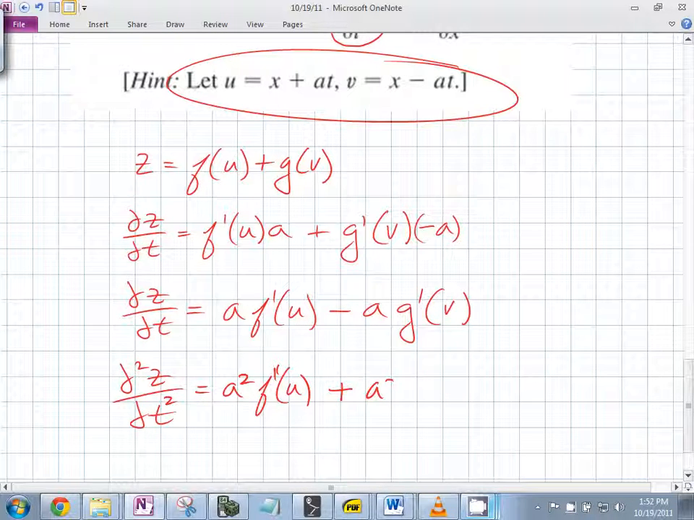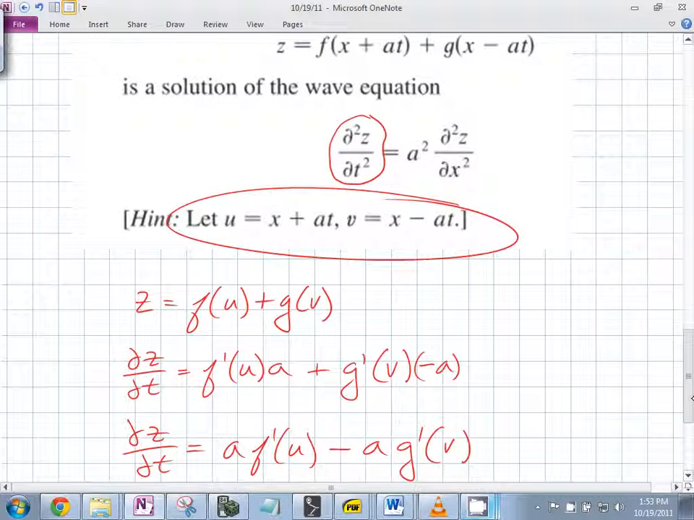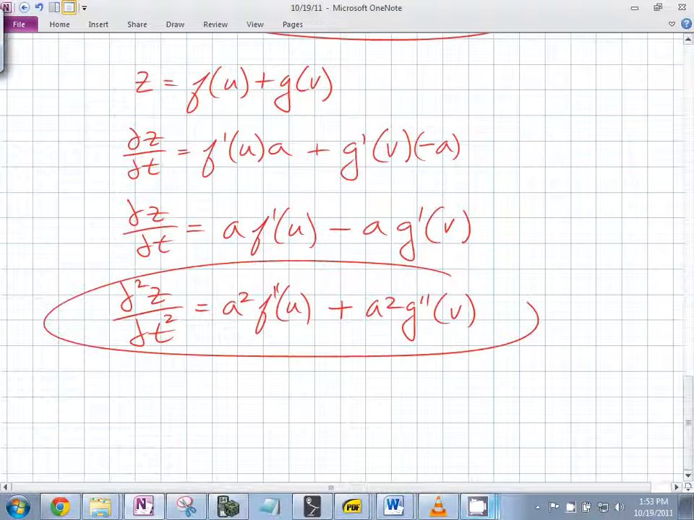Did we? Yeah, we just did the left side. We didn't touch the right side. The right side tells us to do the partial with respect to x. The partial with respect to x, right? And does it work really nicely?